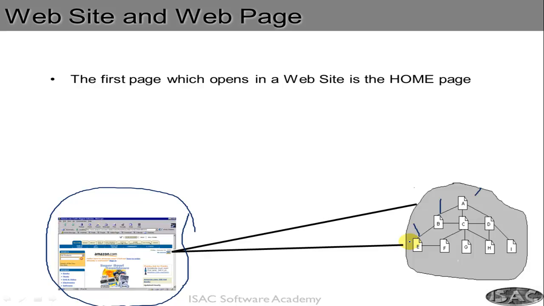The first web page which opens in a website when you type the address of the website is called the home page, and the home page is nothing but one of the many HTML pages which the website will show you first. The name of this home page generally starts with index, like index.html, index.jsp, index.php, anything it can be.